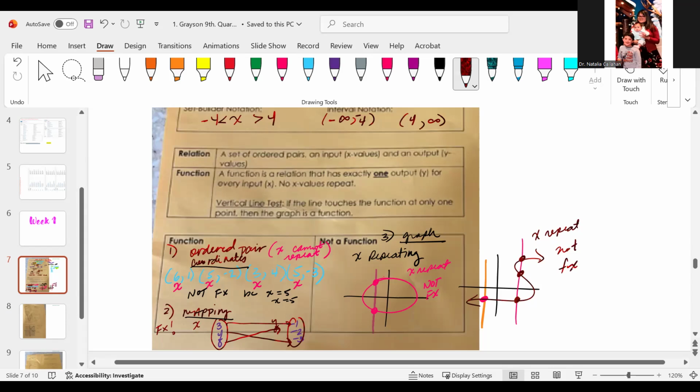Do you remember this from last year? Okay. All right. So that's function, not a function.